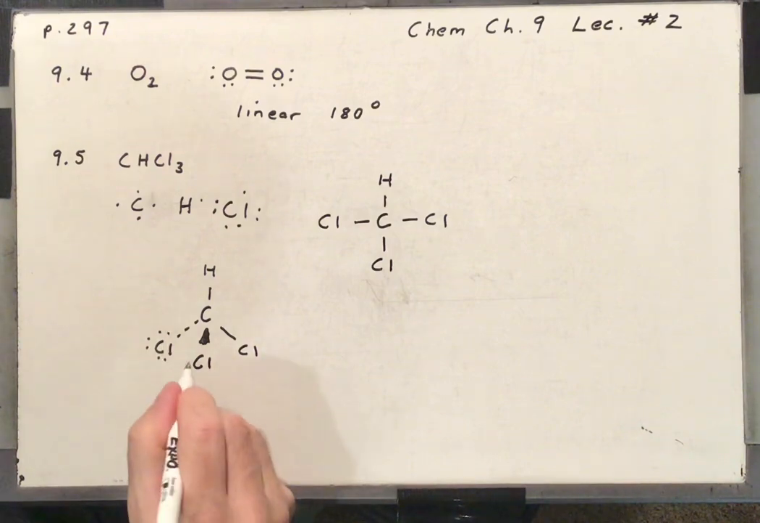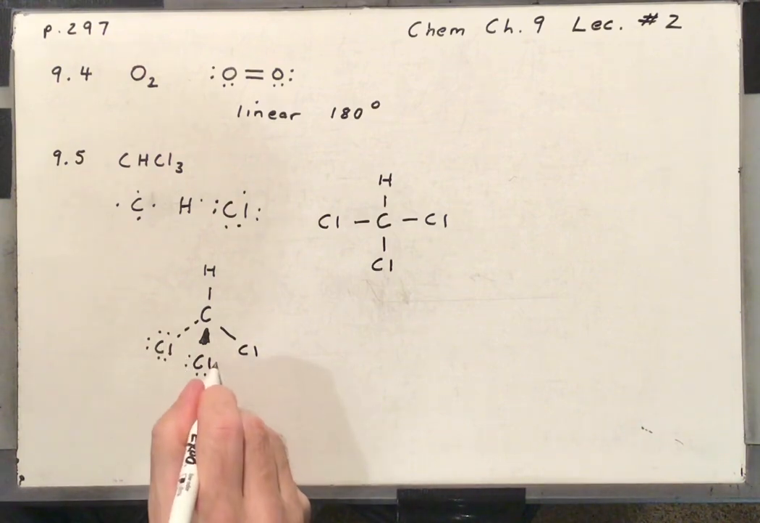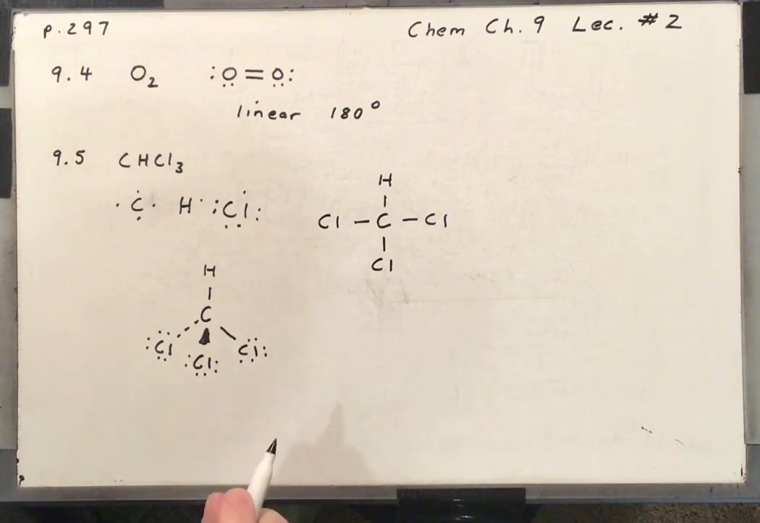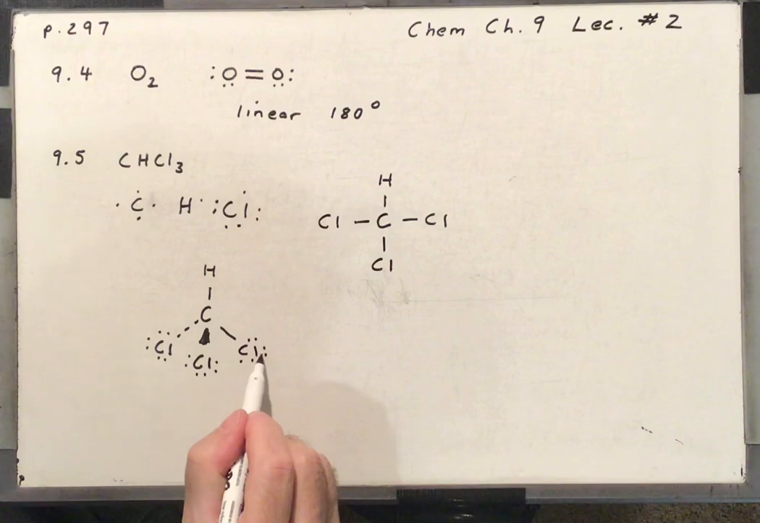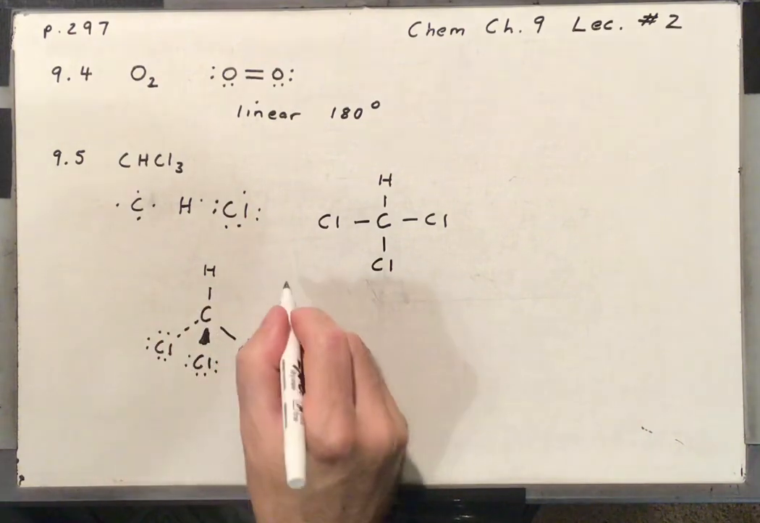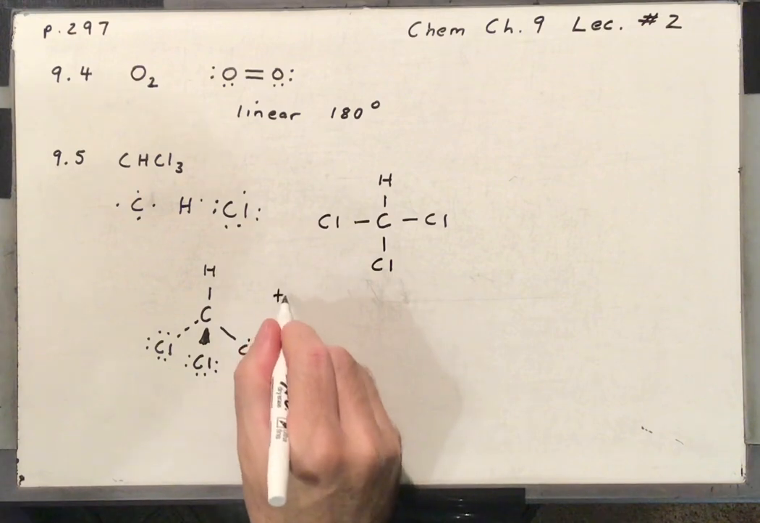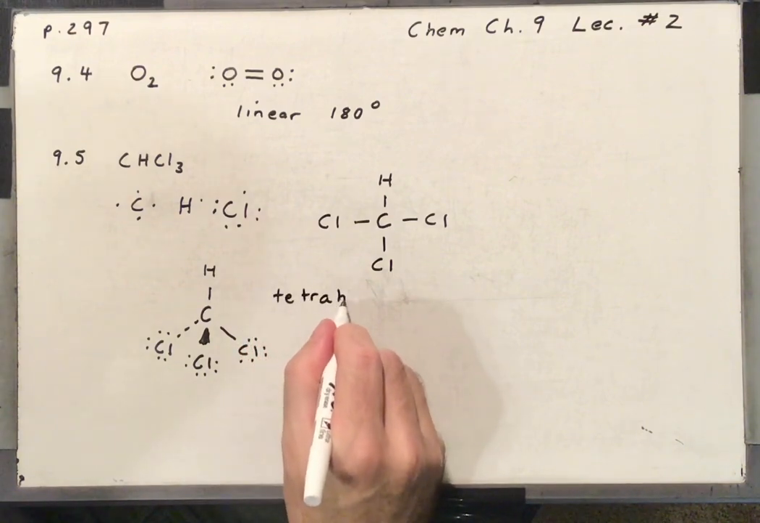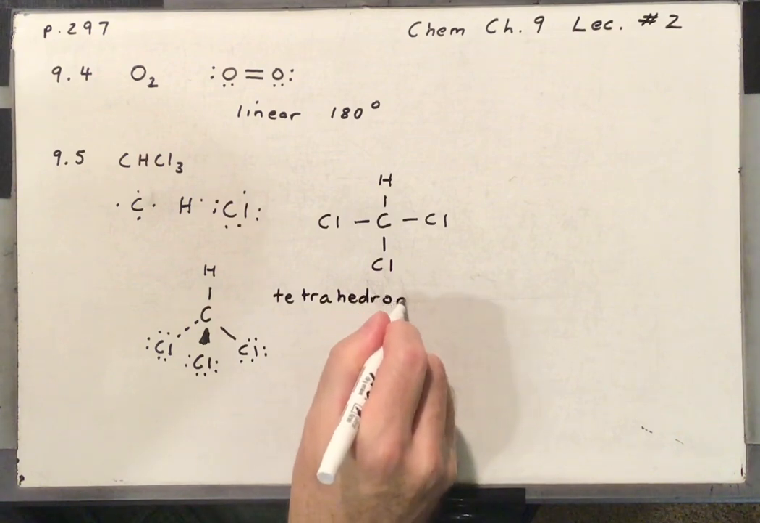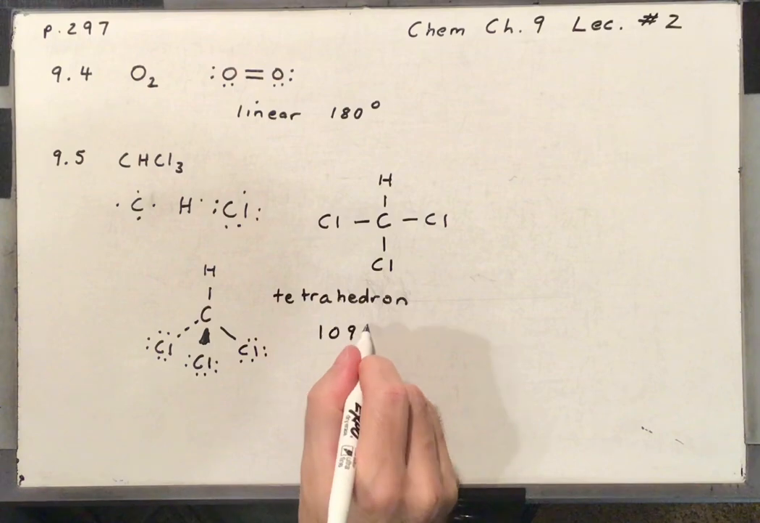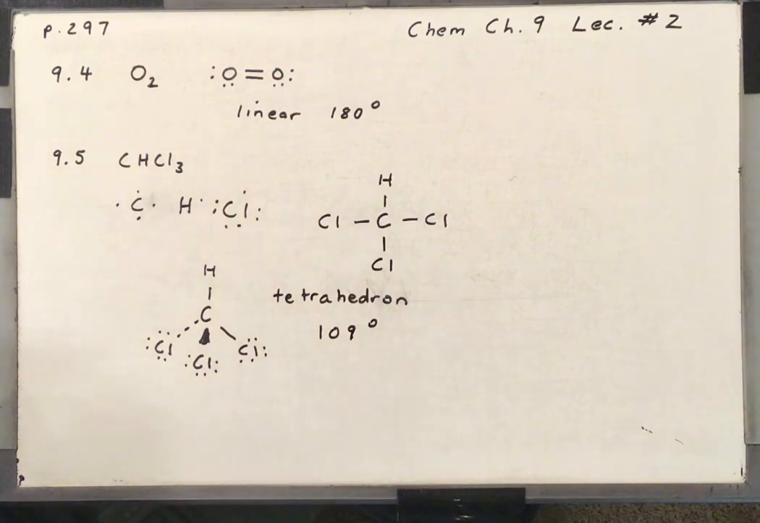Let's go ahead and draw the other valence electrons. So 2, 4, 6, 8. 8 for each chlorine, and hydrogen has 2. So this is a tetrahedron or tetrahedral, whichever you prefer. And the bond angle for the tetrahedral shape is 109 degrees.